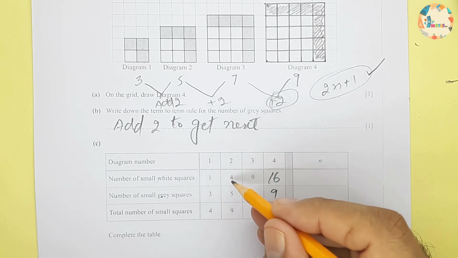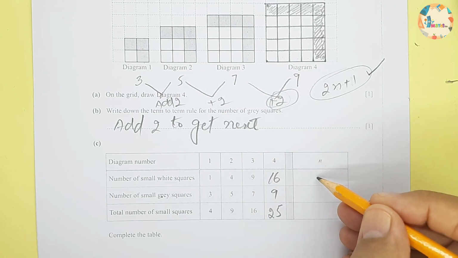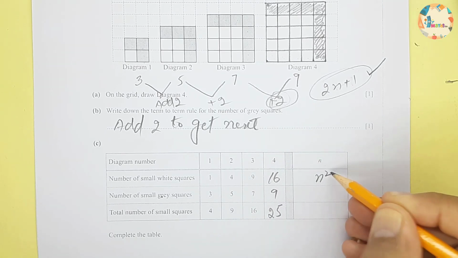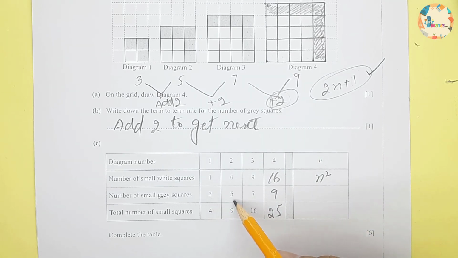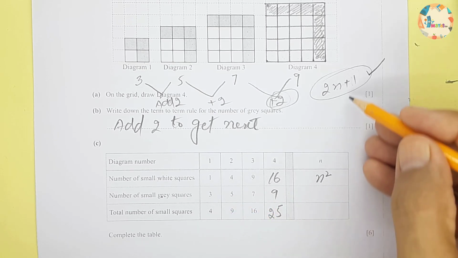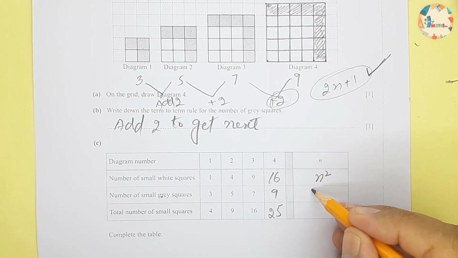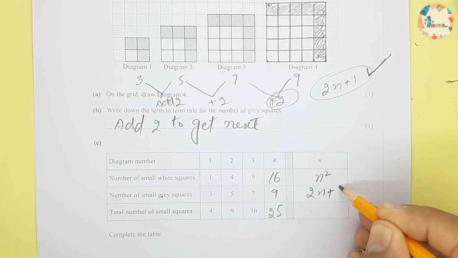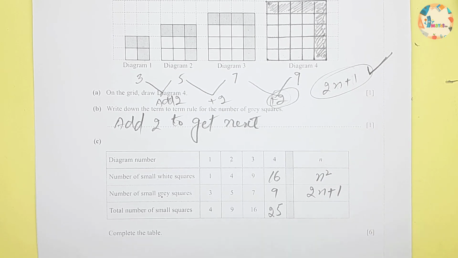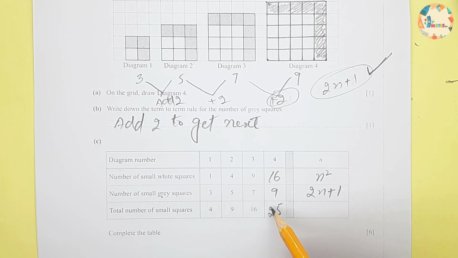And we have to write the nth term also, right? So this is 1 square, 2 square, 3 square, 4 square. This will be n square, and this is adding 2n plus 1, which we found over here. The same one is required over here. We can copy it here. So this is the sum of these two.